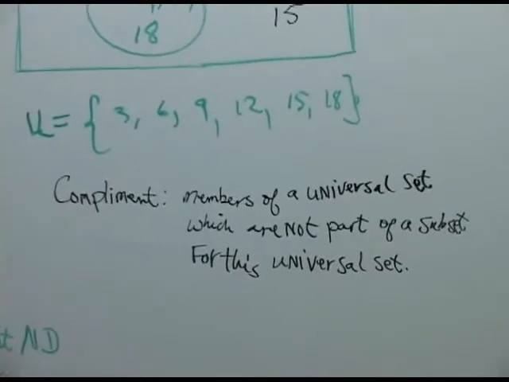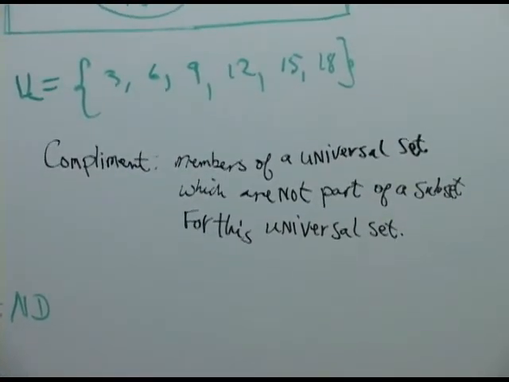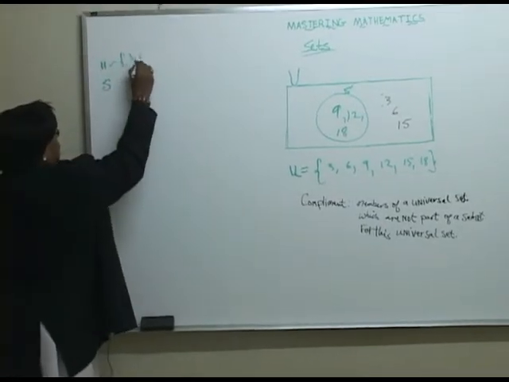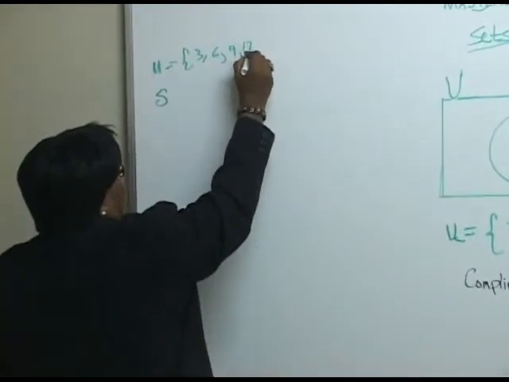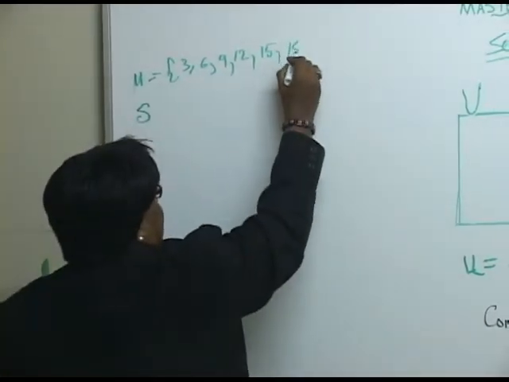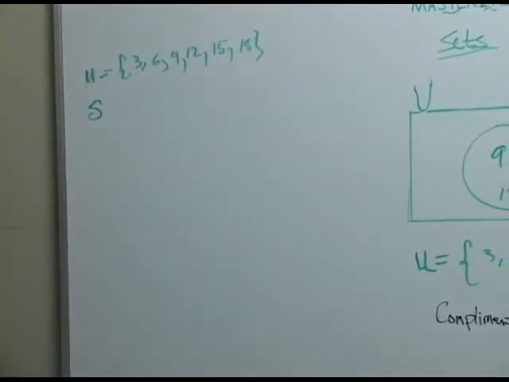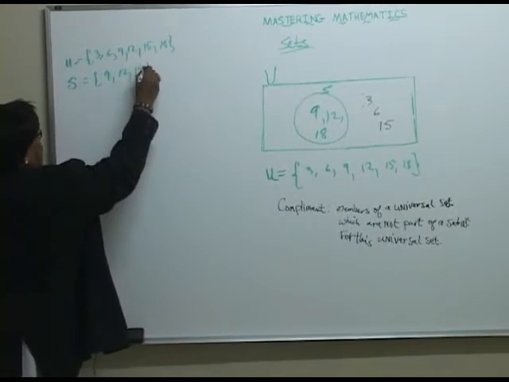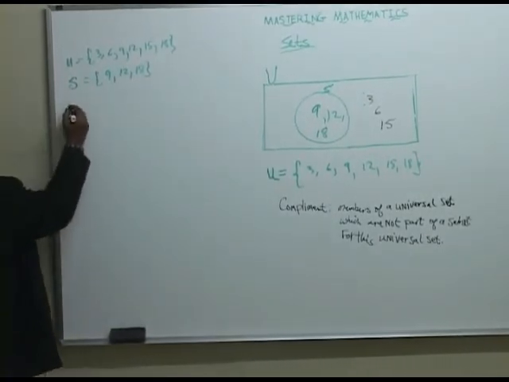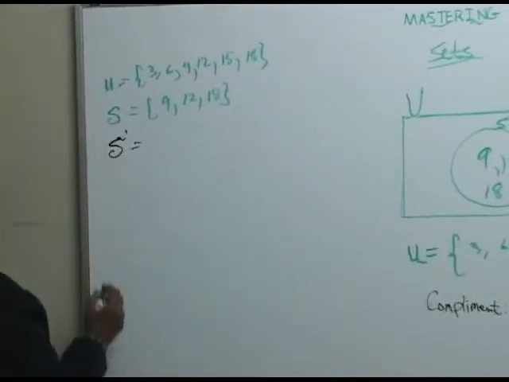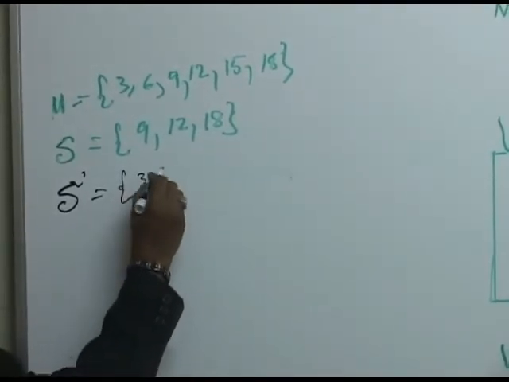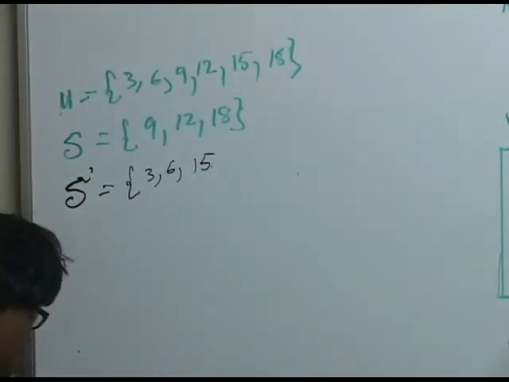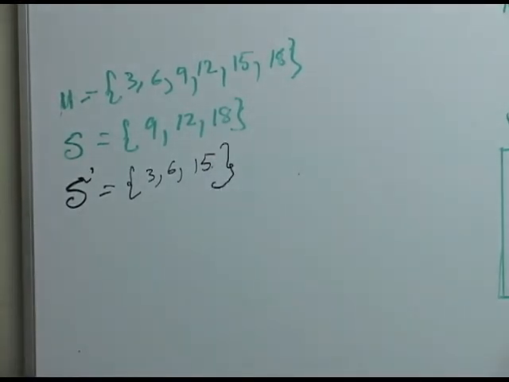So hence, first we have the universal set, and it is equal to the set 3, 6, 9, 12, 15, 18, and then we have a subset from that, which is S, which is equal to 9, 12, 18. The complement of S, so S complement, would be equal to the set 3, 6, and 15. Okay, 3, 6, and 15.